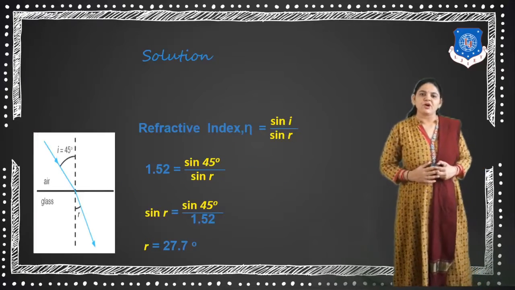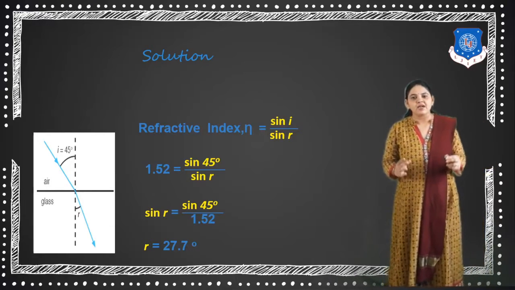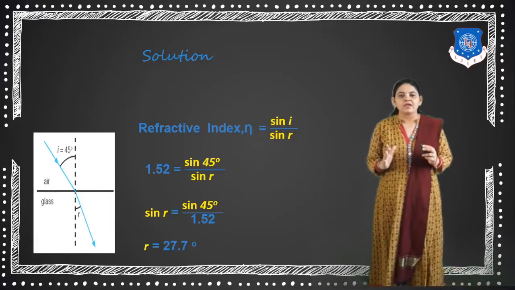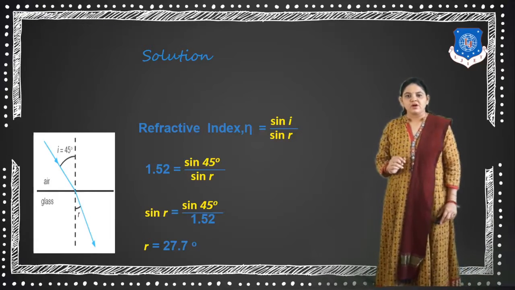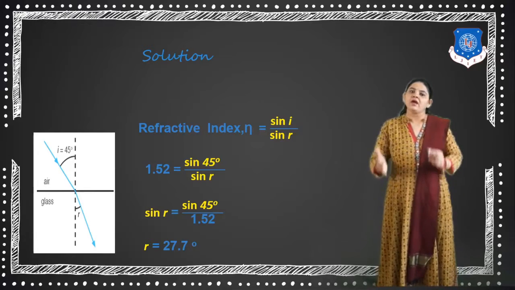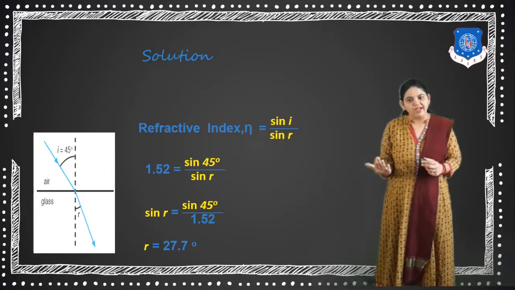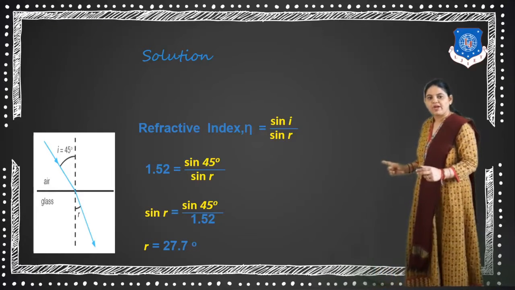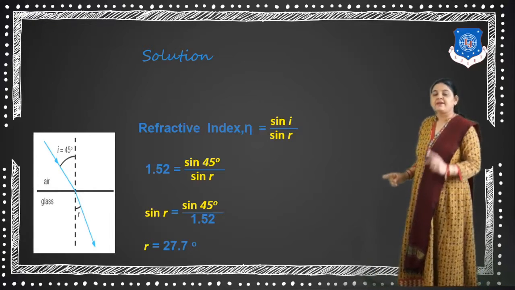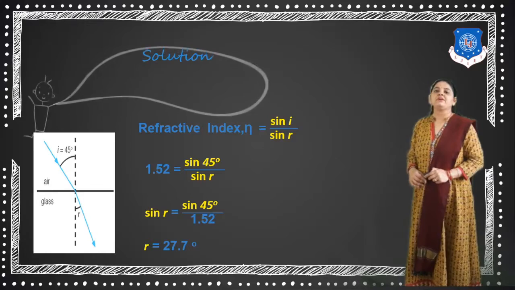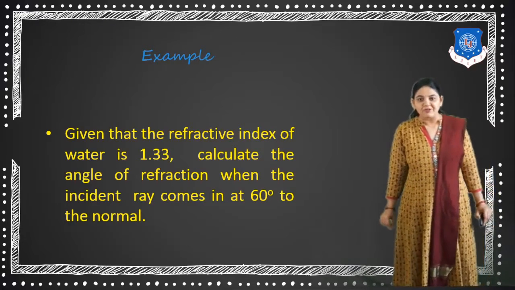So we know the formula of the refractive index: eta is equal to sine i upon sine r. The refractive index 1.52 is given, so it is sine 45 upon sine r. So sine r is sine 45 divided by 1.52, and the angle of refraction you will get is 27.7 degrees.